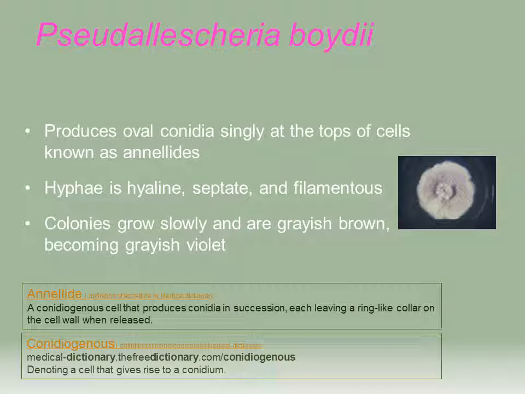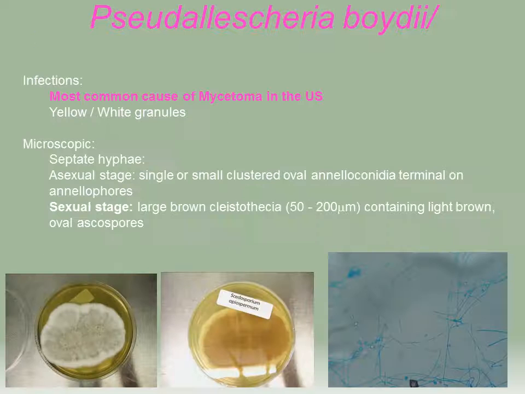Here we're looking a little closer at the Pseudallescheria boydii. It produces oval conidia singly at the tops of cells known as annellides, with hyaline hyphae that are septate and filamentous. The colonies grow slowly, grayish brown, and then become grayish violet as they age.